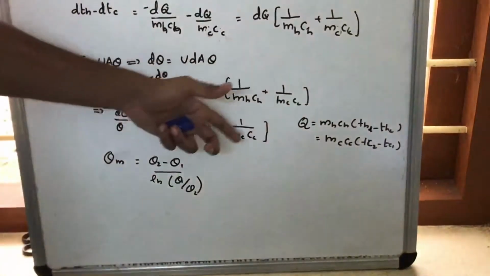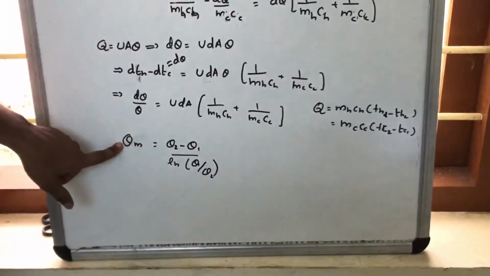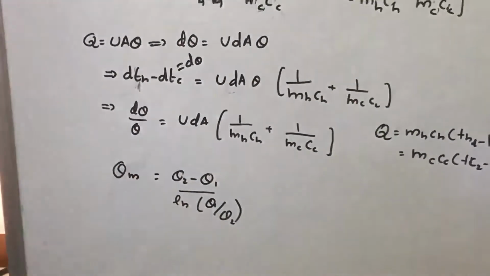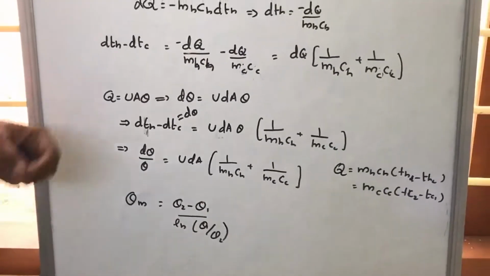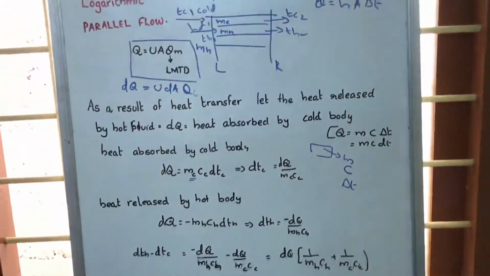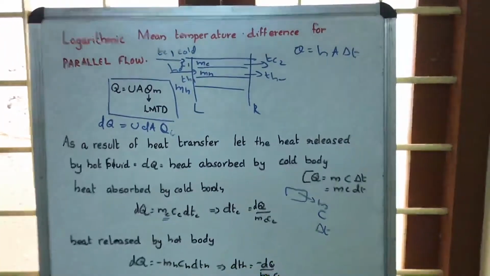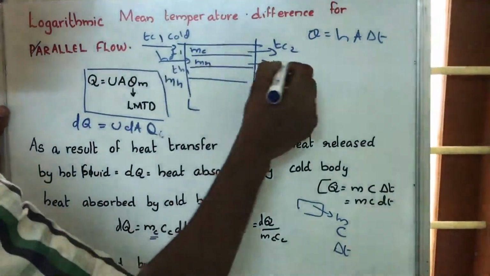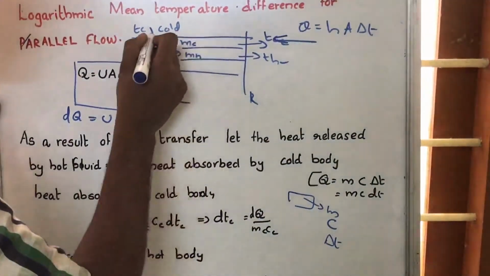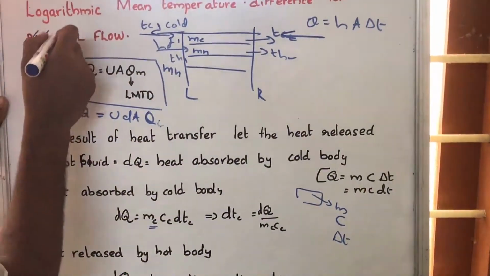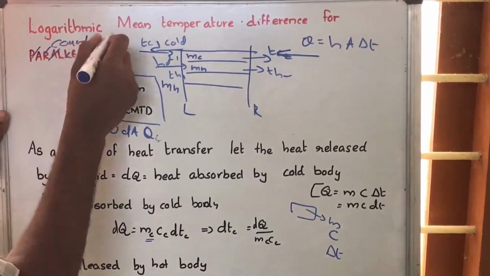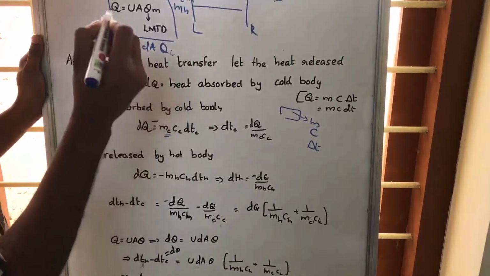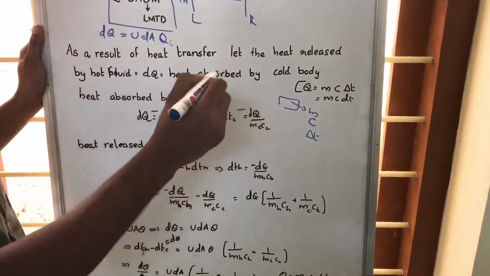So if we are making those substitutions there and rearranging it, we are able to get this theta m, that is equal to (theta 2 minus theta 1) divided by ln(theta 2 by theta 1). So this is for this parallel flow. Now, if we are looking for counter flow, that is, hot fluid is moving like this and cold fluid will be moving somewhat like this. If that happens, that is for a counter flow, here there will be a negative sign.